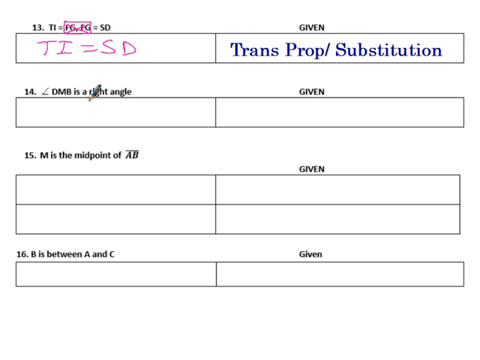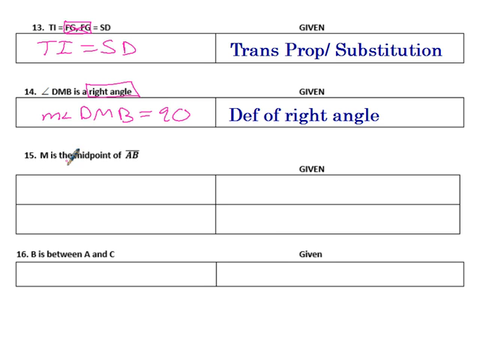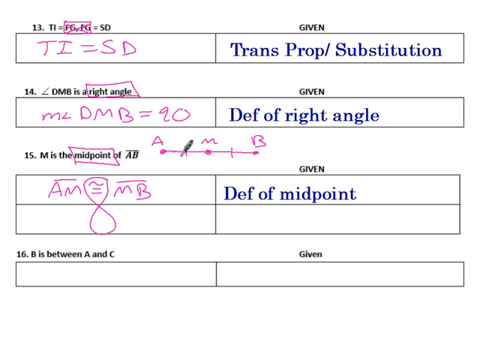If I tell you that DMB is a right angle, vocab word, what can I say? I can say that the measure of DMB is equal to 90 degrees, and that's the definition of a right angle. Midpoint, M is the midpoint of AB, if it helps you to draw that out. Here's A, here's the midpoint, here's B. Midpoint is a vocab word, so we're probably going to use that somewhere. So what can I say with the definition of midpoint? I can say that AM is congruent to MB. So why can I say that? That's the definition of a midpoint, that these two pieces are congruent to each other. And then I can switch that over to AM is equal to MB, definition of congruent segments.